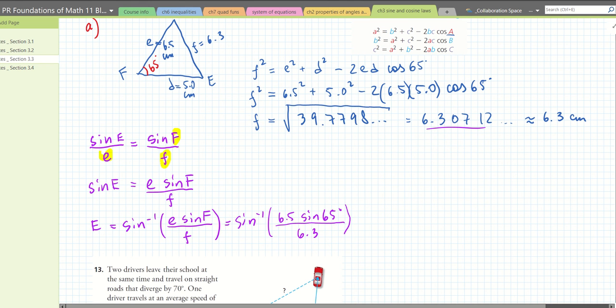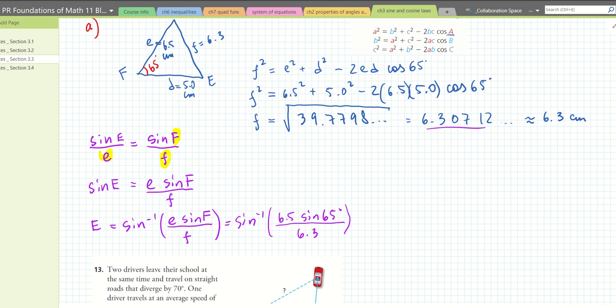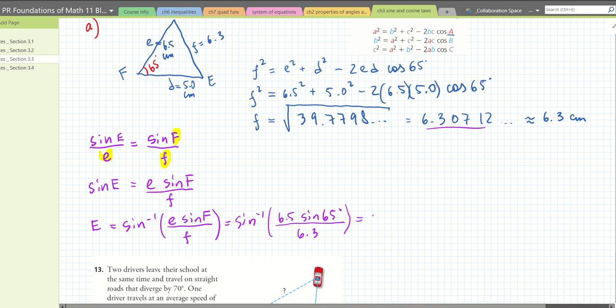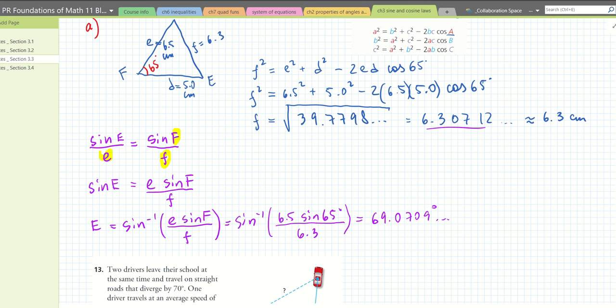So on my calculator, I'm going to do 6.5 times the sine of 65, okay, divided by 6.3. That's going to give me 0.934. Then I'm going to take the shift inverse of sine, and I'm going to get the value for the angle E, which is 69.0709. It keeps going. This is in degrees. Now, in this case, we're also going to round this to one decimal place. So the angle, we're going to round this up to 69.1.